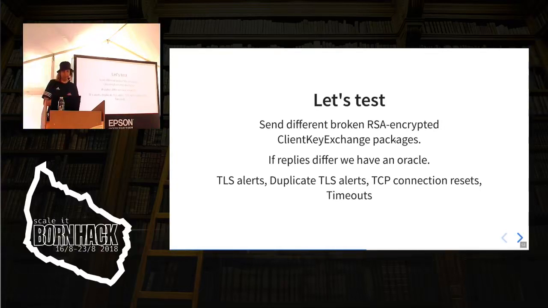So how do you do that? Basically, you send out a bunch of broken RSA key exchanges, and then you check if you get different results. It doesn't really matter how they are different. These can be different TLS alerts. We had situations where a server would send a duplicate alert, which is not really considered in the standard, but it happens. Or you get connection resets or timeouts. Anything by which you can distinguish between these different states, whether this padding is correct or not, you can use for an attack.